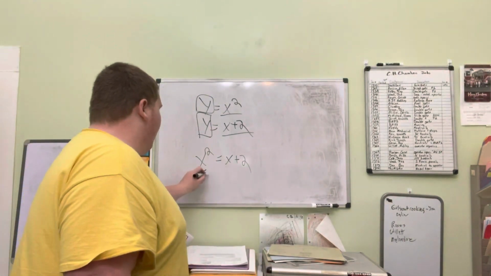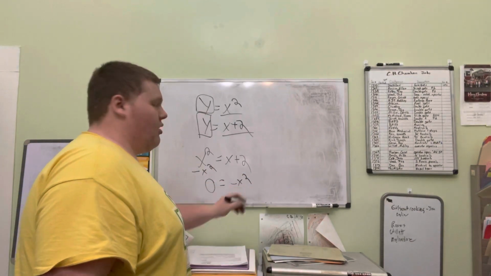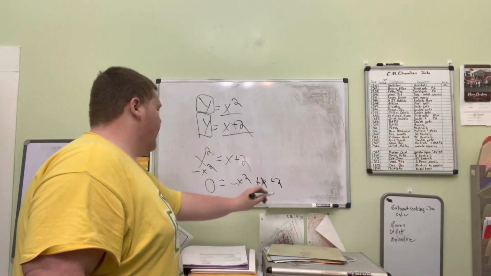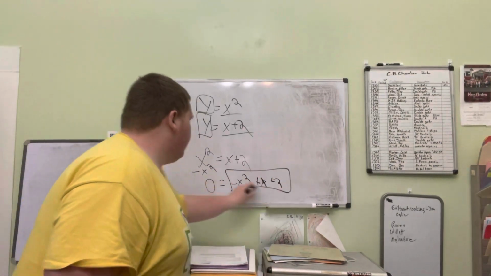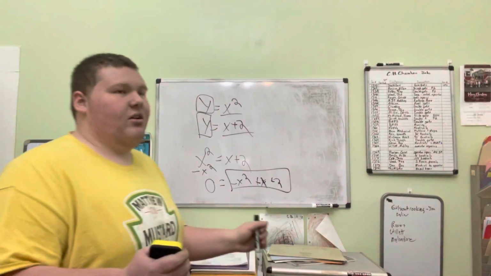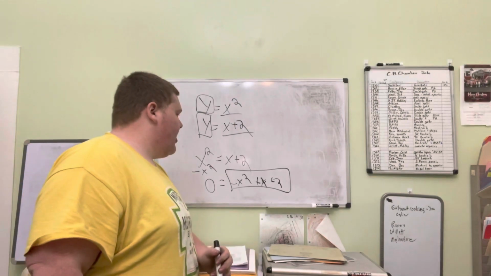All right, so we're going to minus x squared. That would leave us with 0 equals minus x squared, or negative x squared, plus x plus 2. Okay, you can tell that this looks very similar. This is a quadratic equation, at least some kind of quadratic form. So negative x squared plus x plus 2.